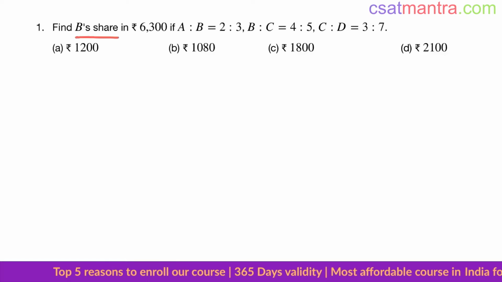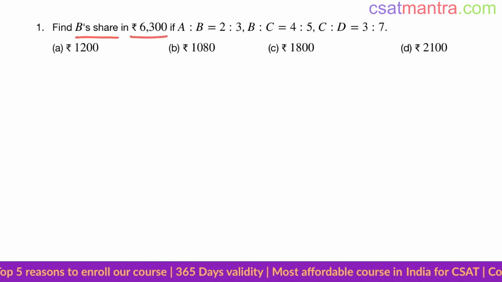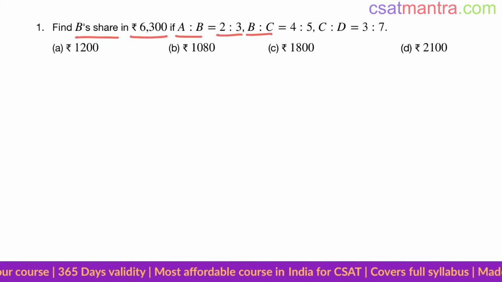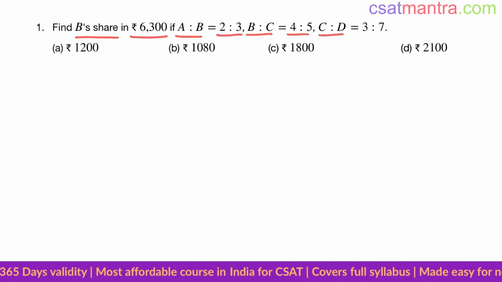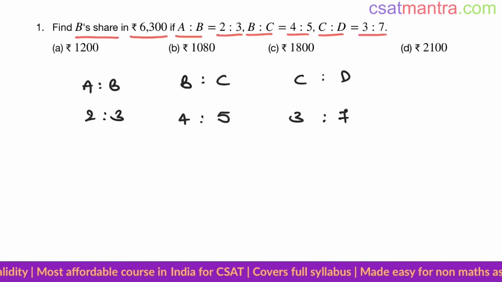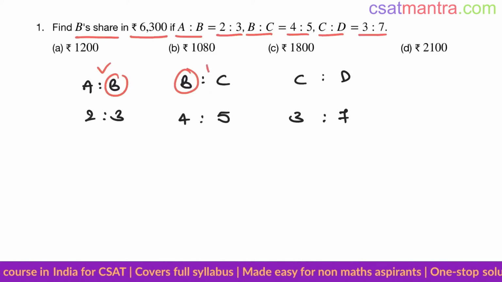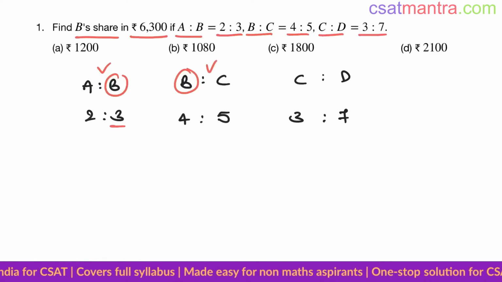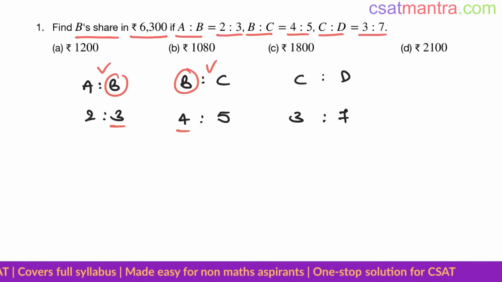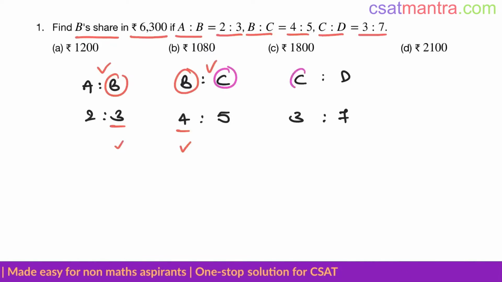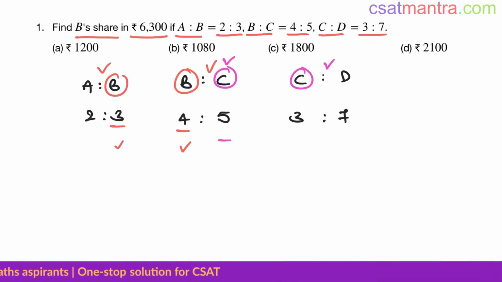Find B's share in 6,300 rupees if A is to B equals 2 is to 3, B is to C equals 4 is to 5, C is to D equals 3 is to 7. Now see, we have B in two ratios, A is to B and B is to C, and these two B's are not equal. Here we have 3, here we have 4. Similarly, we have C in two ratios, B is to C and C is to D. Here we have 5, here we have 3. These two are not equal.